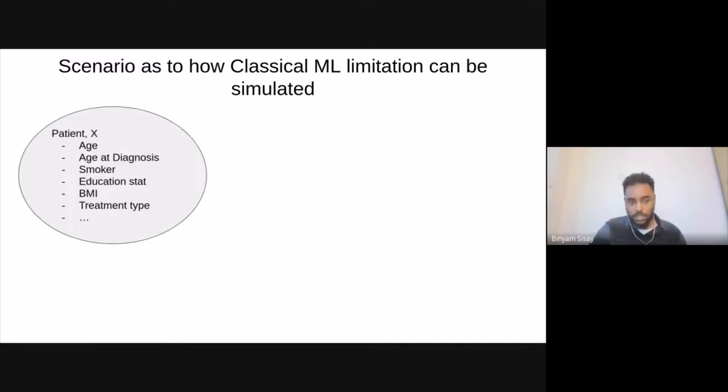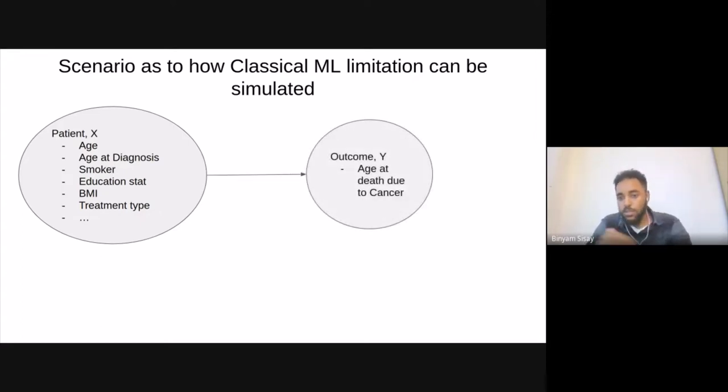Now, we may have a patient, let's say X, with age at diagnosis, whether he is a smoker or not, and when he started smoking. Educational status of the person, the BMI level, and if he's having a treatment of cancer, etc. And we can have an outcome variable, Y, as age at death due to cancer. For this case, just assume this is a classification problem. You are just going to classify if the person is going to pass age 60 or not, or 70 or not. Now, you can have classification models such as logistic regression, random forest, XGBoost, deep learning, MLP to do these things.